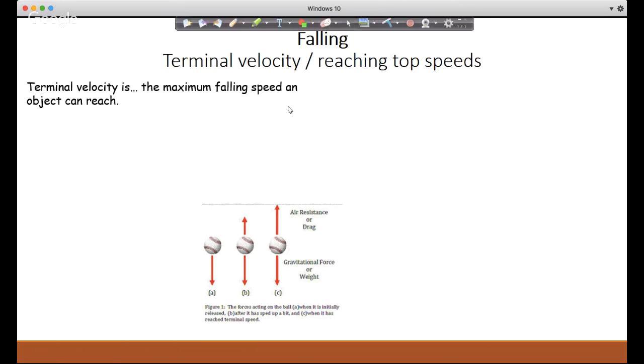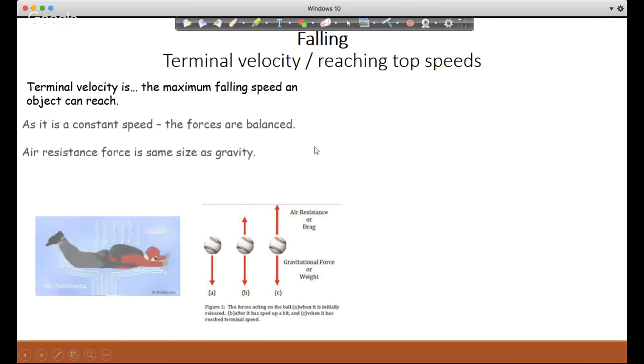To start us off, terminal velocity is the maximum falling speed an object can reach. As it's a constant speed, we know that the forces are balanced. In this case, for this man jumping out of an aeroplane, the air resistance force will be exactly the same as the gravity.